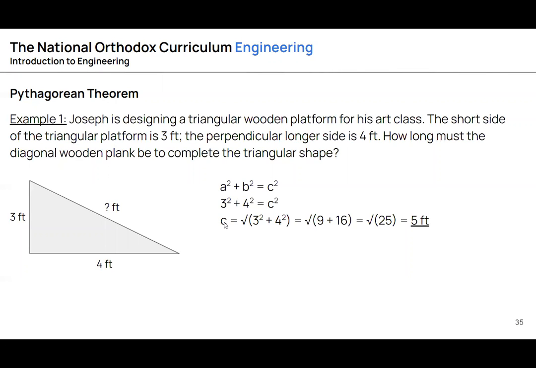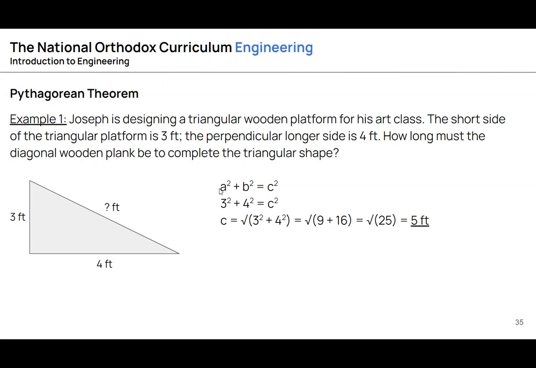So let's look at the example. Joseph is designing a triangular wooden platform for his art class. The short side of the triangular platform is 3 feet. The perpendicular longer side is 4 feet. How long must the diagonal or the hypotenuse wooden plank be to complete the triangular shape?